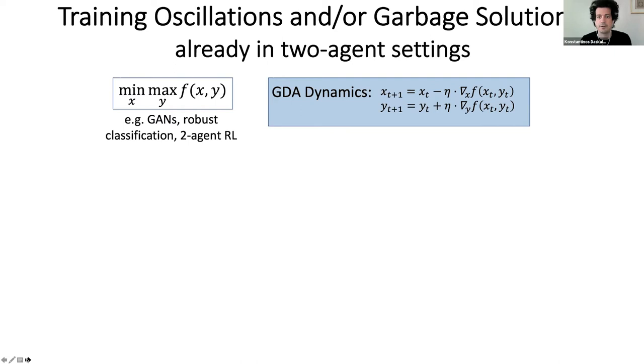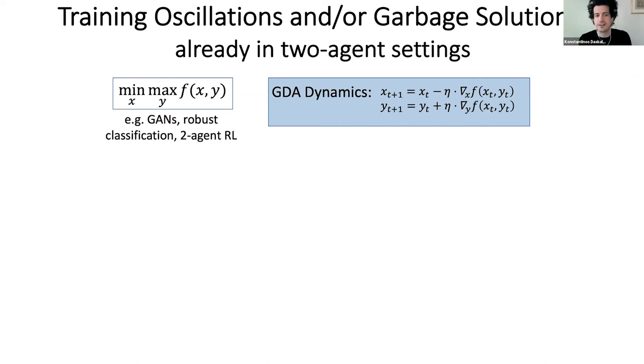So the dynamics that we typically run when facing a problem like the one on the left-hand side is some variation of gradient descent ascent. You have both agents, each running gradient descent against each other. Potentially you play with the learning rates that the agents use. Maybe you don't run vanilla gradient descent, you run something more complex, but in quotes, at least, this is what you do to solve these types of problems.